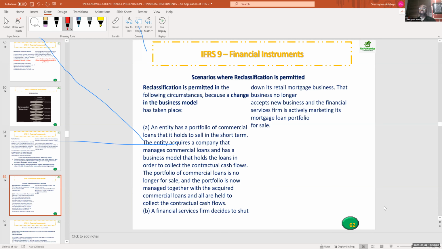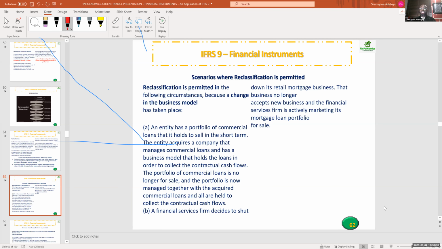Now, that business no longer accepts new business, and the financial service firm is actively marketing such a portfolio. Naturally, if this had not occurred, in the light of trying to shut down and market it so that you can discontinue that portfolio, this asset would primarily have been carried at amortized cost because it qualifies for amortized cost based on the two tests. Remember the two tests we discussed earlier: the business model test and the contractual cash flow characteristics test. On that basis, you would have carried it at amortized cost.